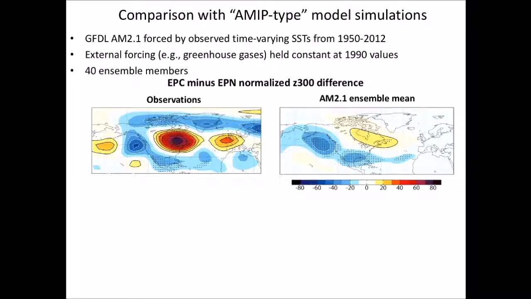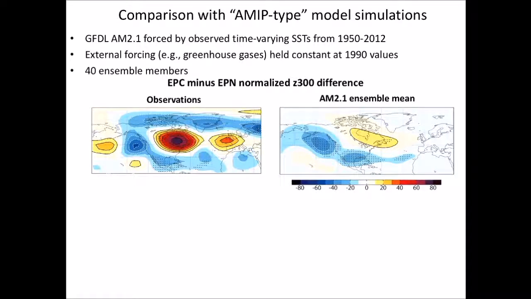And so here I'm showing results from the GFDL AM2.1 forced by the observed time-varying SSTs from 1950 to 2012. External forcing is held constant at 1990 values. And we're using 40 ensemble members, so it's a fairly large ensemble to really help isolate the SST-forced signal when we take the ensemble mean. So here I'm just showing the convective versus non-convective Eastern Pacific events, again in observations, what I showed in the previous slide. And on the right is the AM2.1.